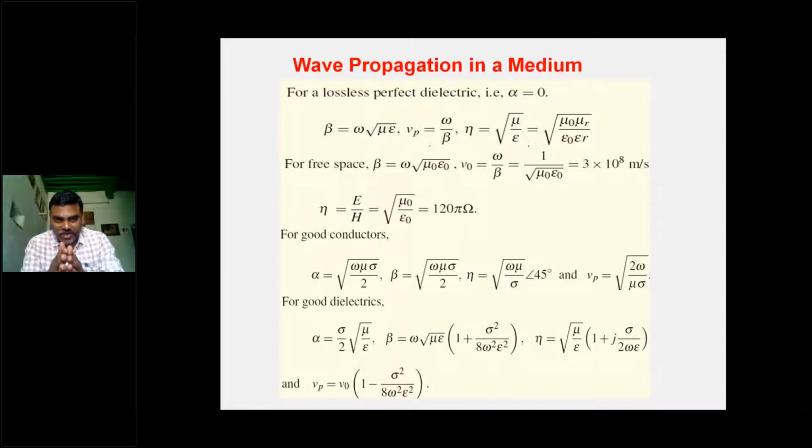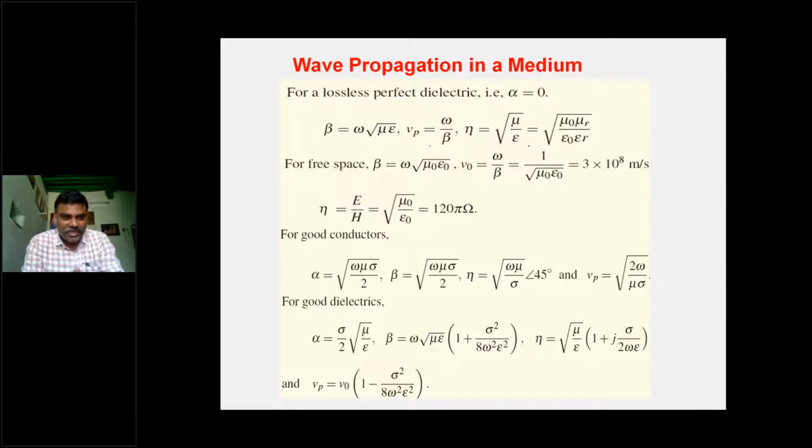Those are the values. Okay, so here for the lossless perfect dielectric media we have those, and for free space we just replace mu and epsilon by mu naught and epsilon naught, and the phase velocity is equal to the free space velocity, which is 3 into 10 power 8 meters per second, and eta is simply 125 or 377. And for good conductors we have the formula for alpha and beta, both are the same, and eta has a magnitude and some phase angle, and the phase velocity Vp is root of 2 omega by mu sigma. All these expressions are derived, and those derivations are in our material also.